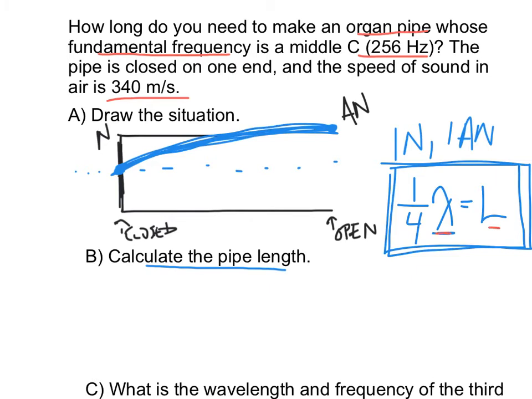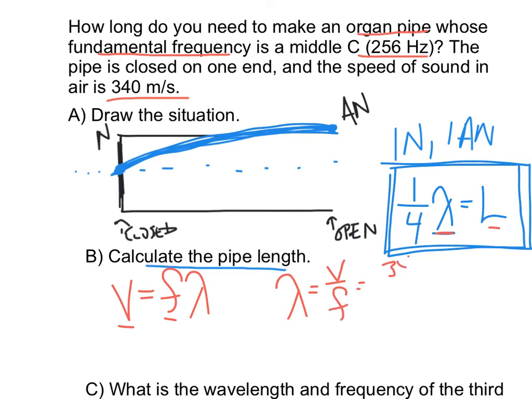So our equation we might use to try to figure out that wavelength is our wave speed equation. Wave speed is equal to frequency multiplied by wavelength. And I know the wave speed because this is sound in air, and I know the fundamental frequency of the wave in this pipe. So I know that wavelength is equal to wave speed divided by frequency.